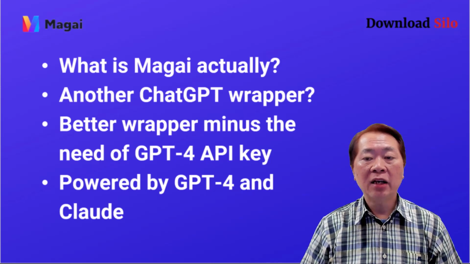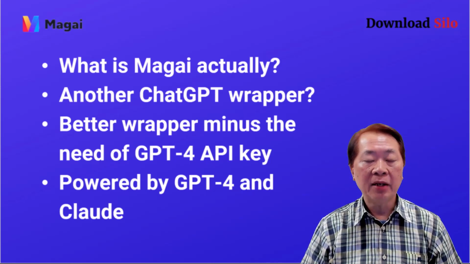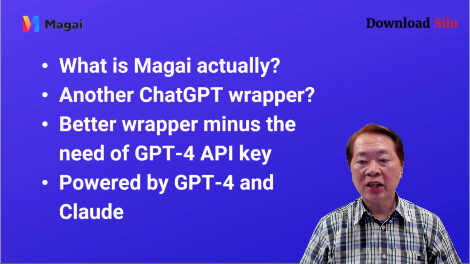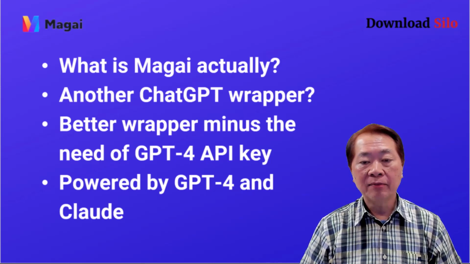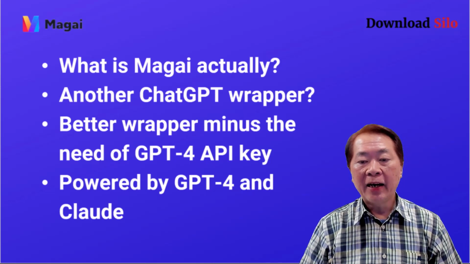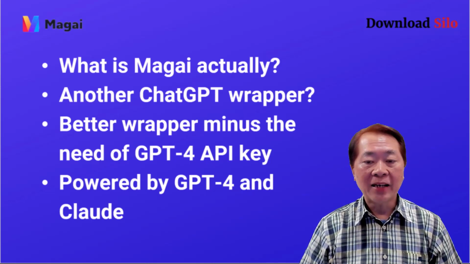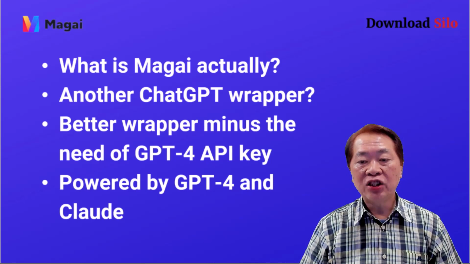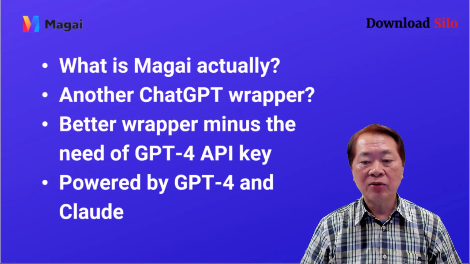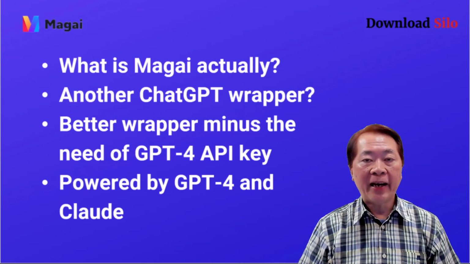From my testing, I would say it is not an ordinary wrapper. Most ChatGPT Chrome extensions or wrappers would need you to bring your own API key from OpenAI or subscribe to ChatGPT Plus, meaning you have to get an ongoing monthly subscription of OpenAI API or ChatGPT Plus. However, Magai is different because there is no need for you to subscribe to the OpenAI API. In short, it is a better wrapper minus the need of an OpenAI key or subscription to ChatGPT Plus.